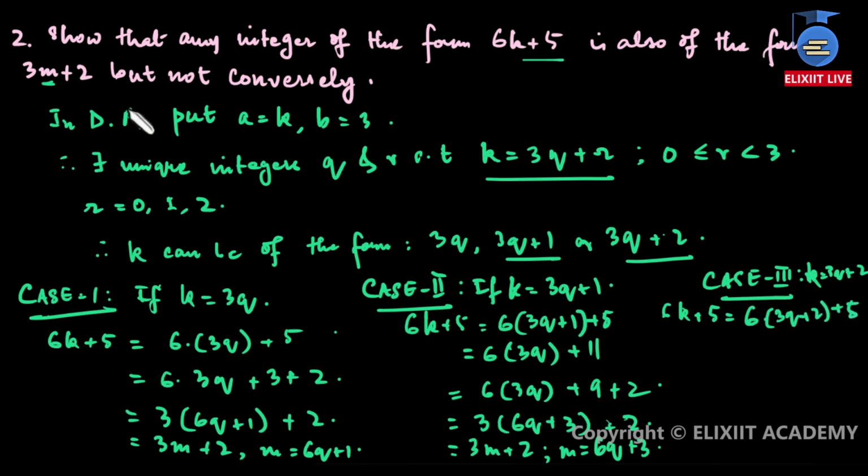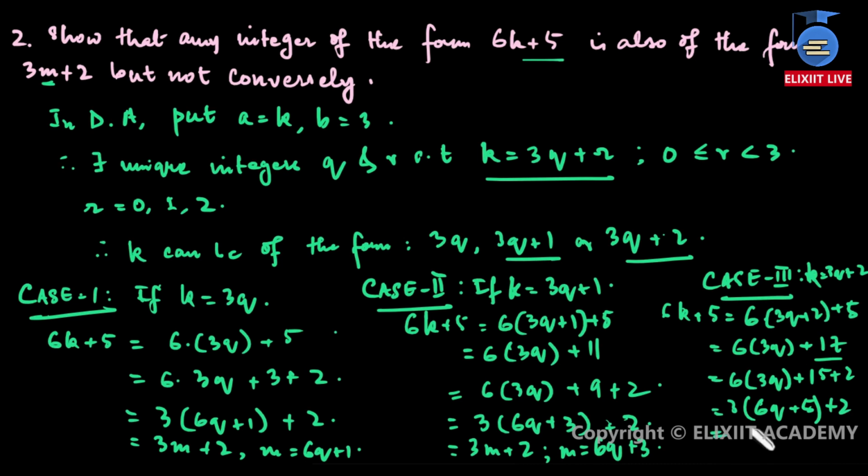We need to bring this into the format of 3M plus 2. Same logic, multiply 6 into 3Q plus 6, 12 plus 5, that is 17. Write this 17 as 15 plus 2. So this turns out to be 15 is there. Now 3 will come out as common. So this turns out to be 6Q plus 5 plus 2. Once again, this is of the form 3M plus 2.